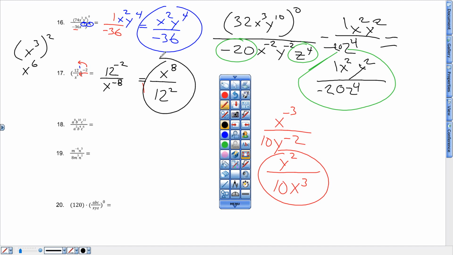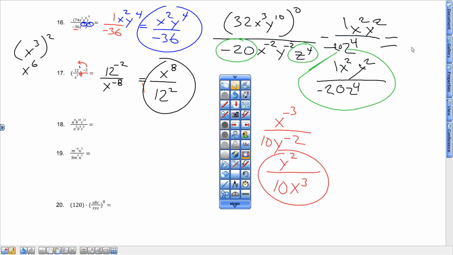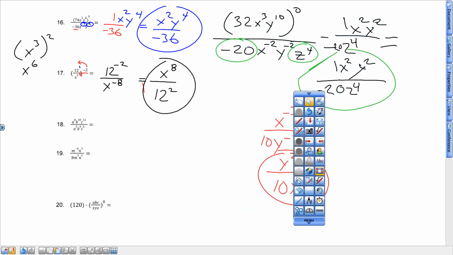But can you give me like a 100%? Let's shrink this stuff down right here so we got more room. Let's put it right here.